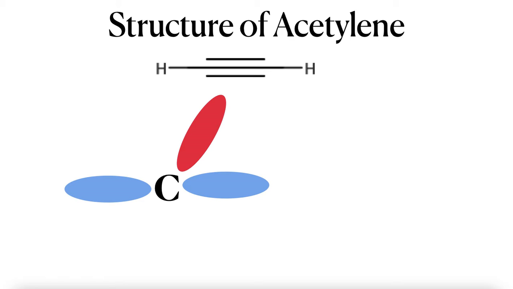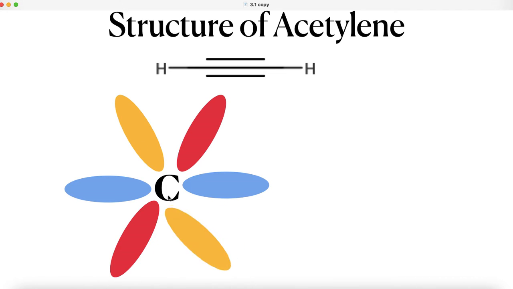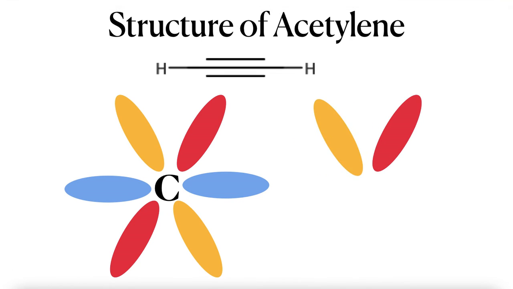The remaining two p orbitals remain as unhybridized p orbitals. This is one unhybridized p orbital of the carbon. This is another unhybridized p orbital of the carbon. Hybridized p orbitals are shown by equal lobes, and this is the hybrid orbital. This is another carbon of acetylene, which is also sp hybridized.